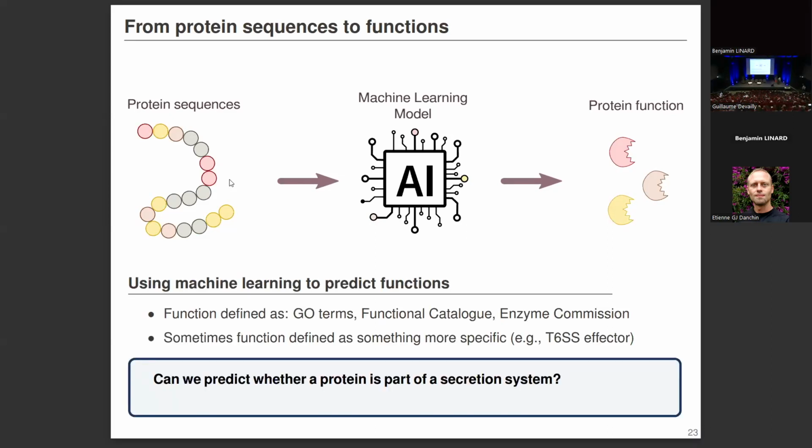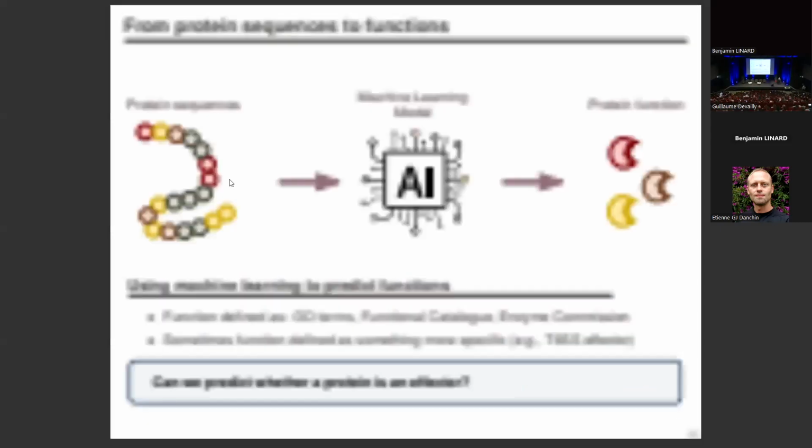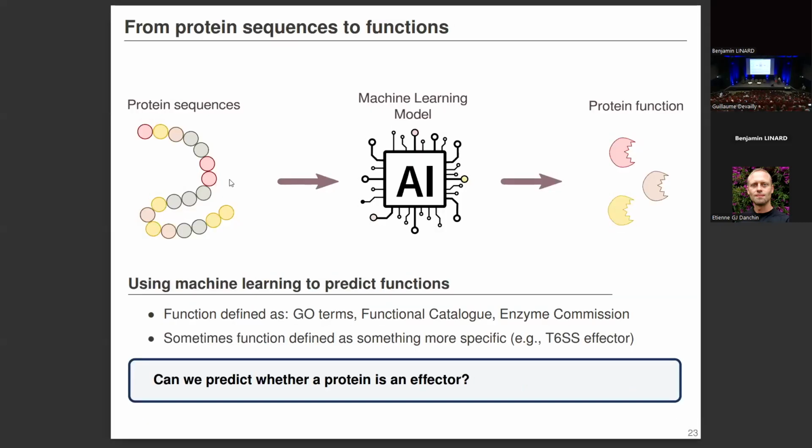protein is part of a secretion system. Now, I'm not going to talk about this particular project, but if you're interested, you should go see poster 240. And instead, I'm presenting a more well-studied problem, which is, can we predict whether a protein is an effector or not? So is it being secreted?